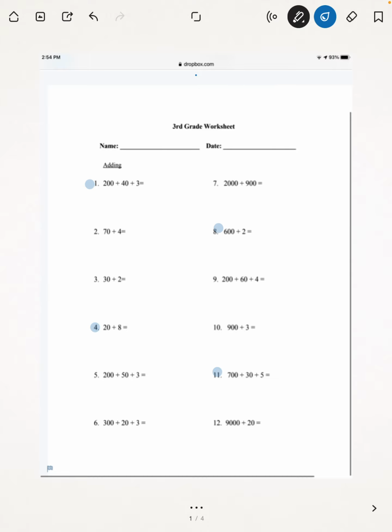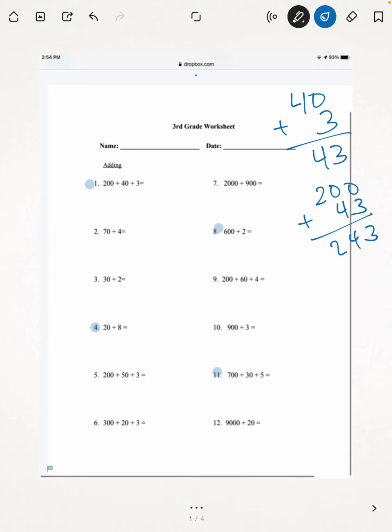So when you add three numbers, the easiest way is to add the two smallest numbers first, and then add the biggest number and the numbers you added together. So the smallest number is 40 and 3. So if you add 40 plus 3, that equals 43. And what you have to do is now add 200 to it. 200 plus 43. So 3, 4, 2. So this one is 243.